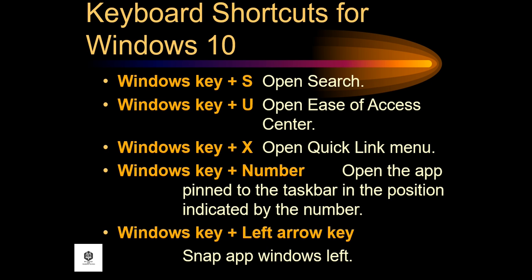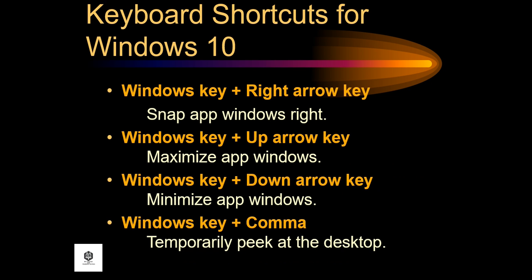Windows key left arrow key, snap app windows left. Windows key then right arrow key, snap app windows right. Windows key then up arrow key, maximize app windows. Windows key then down arrow key, minimize app windows. Windows key then comma, temporarily peek at the desktop.